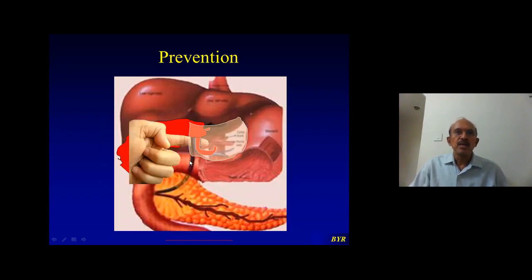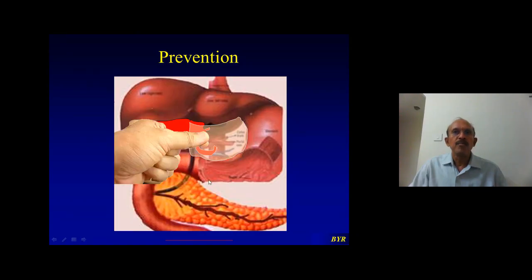So what you do is you pass your index finger through the foramen of Winslow. So when the finger is passed, the finger passes behind the portal triad structures. You can see here. Then you place your thumb in front of it and occlude it. So now between your thumb and index finger, the free border of the lesser omentum is being pinched. It is being pinched.